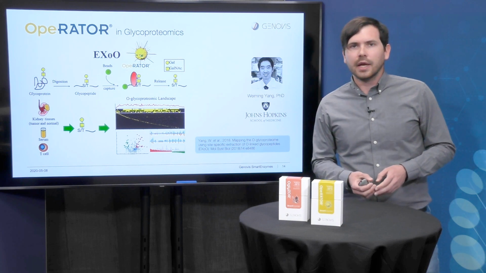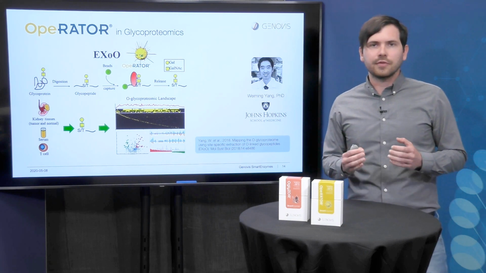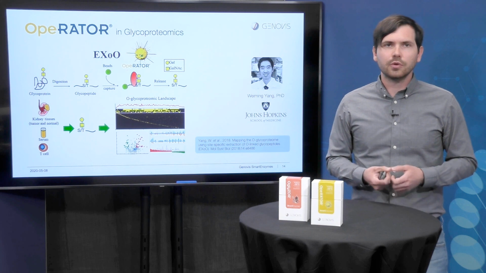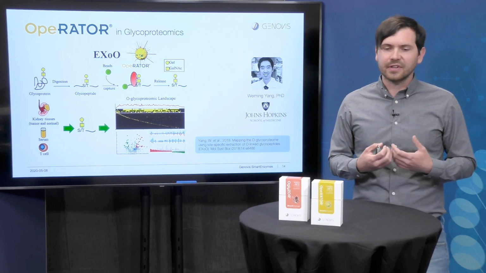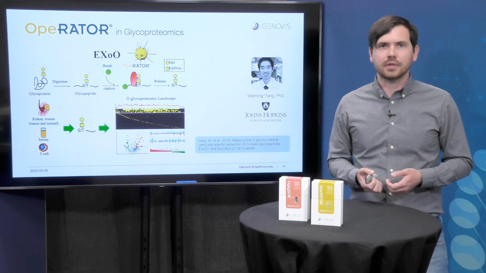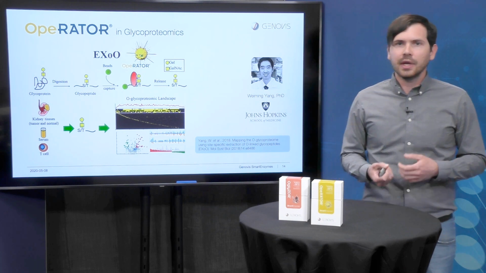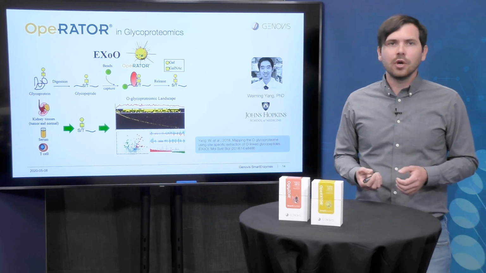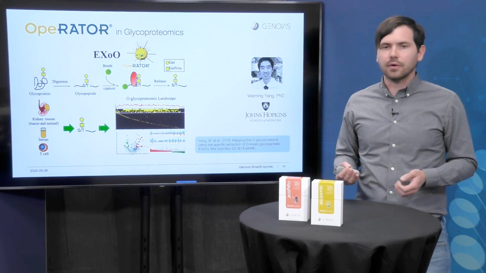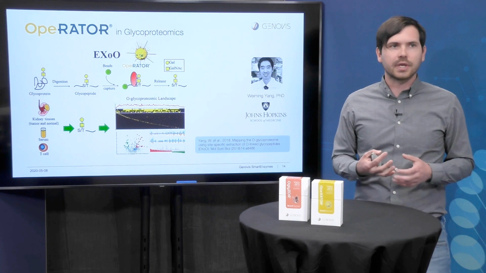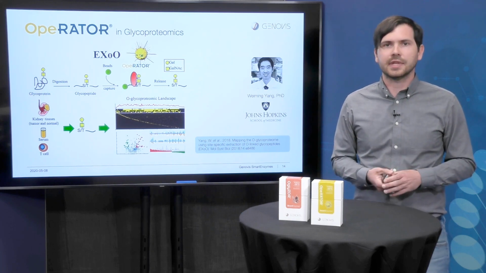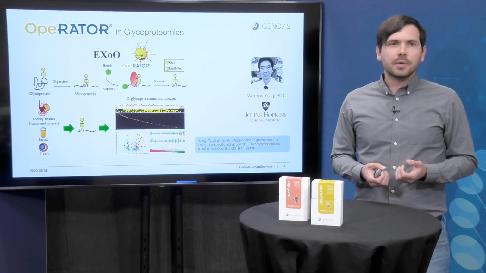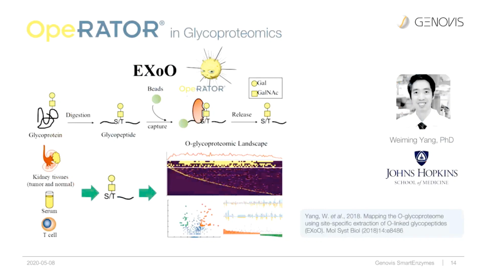For the next few slides, I would like to leave the field of biopharmaceuticals and show you what people in the field of glycoproteomics have done with OpeRATOR. So that's mostly basic research, academic research type applications where they're trying to map out O-glycosylation sites in tissues and cells and these type of samples. This is a publication that came out 2 years ago from Johns Hopkins in the States.